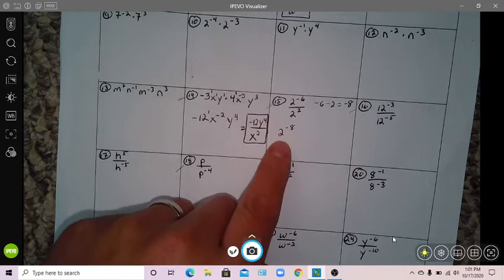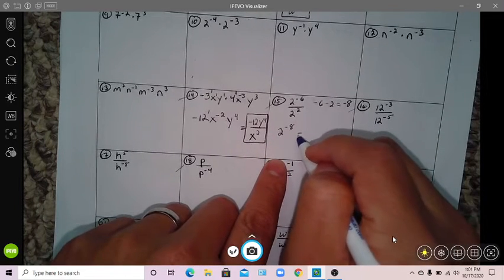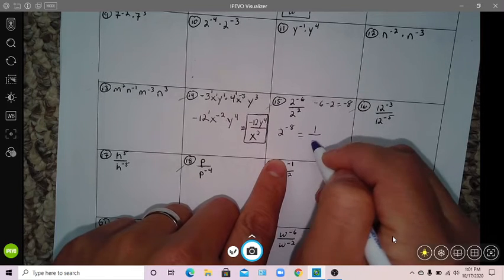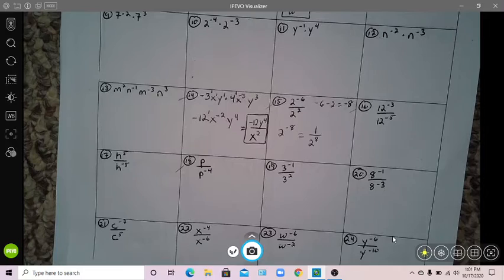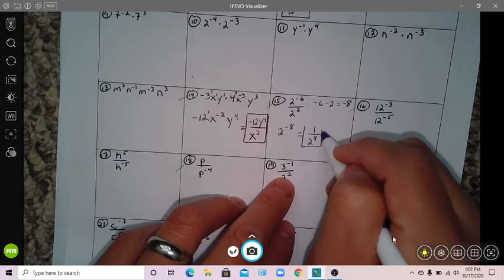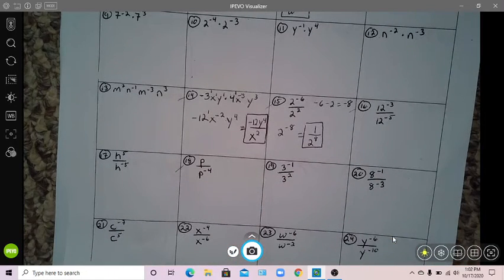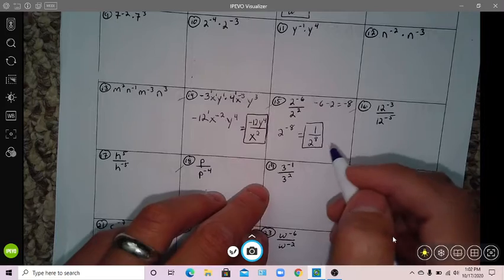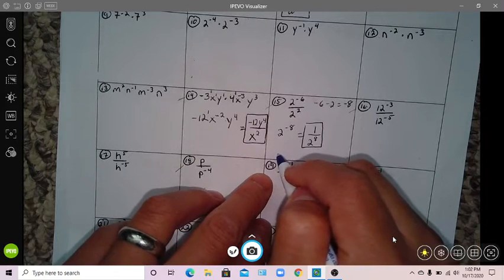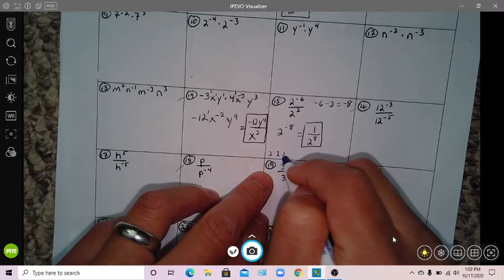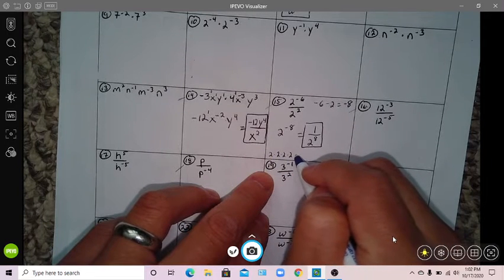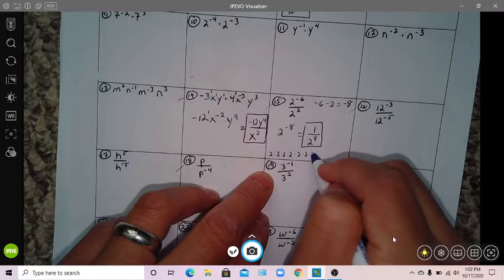So I have a negative exponent. Rewrite that as a fraction, 1 over 2 to the positive 8. So there's part of what I want right there. Let's go ahead and write out 2 to the positive 8. 2 times 2 times 2 times 2, there's 4 of them, times 2 times 2 times 2 times 2.